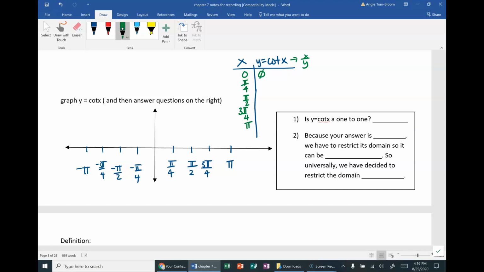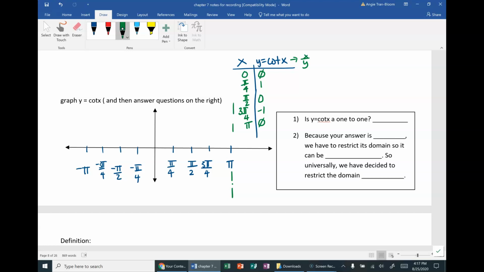So at pi over 4, I love pi over 4 for all trig functions, because cosine and sine will be exactly the same, cotangent and tangent will be exactly the same, and cosecant and secant will be exactly the same. That's why I love multiples of pi over 4. Now at pi over 2, cotangent is going to be 0, because 0 divided by 1 is 0. Then it's going to be negative 1, and then we're back to undefined. So we have 2 undefined values here. I'm just going to use those as my tick marks.